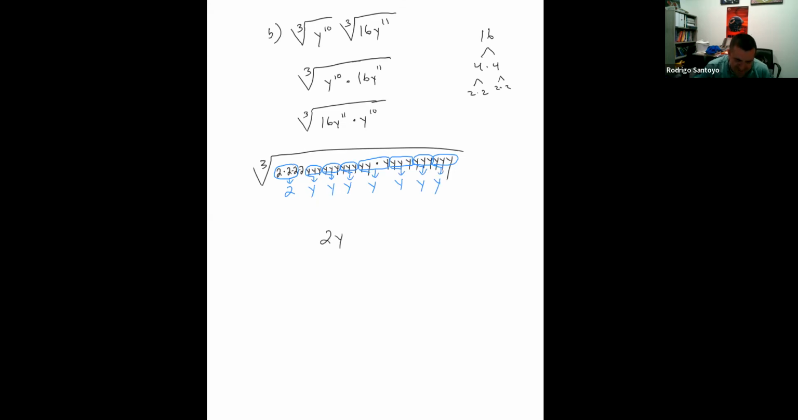Here's a 2y to the power of 7. Good. Bring your radical back with the index of 3. We want to show the 3, right? What's left uncircled? 2. Oops. Very good. So that goes inside. Any questions? Any questions?